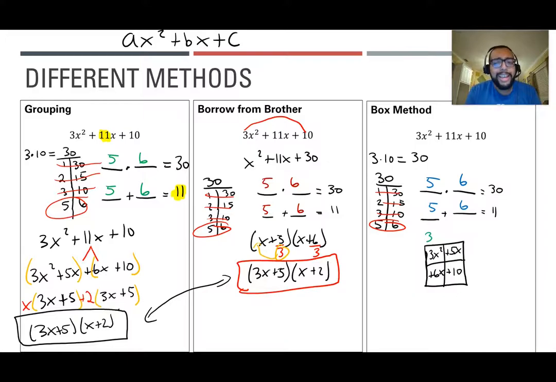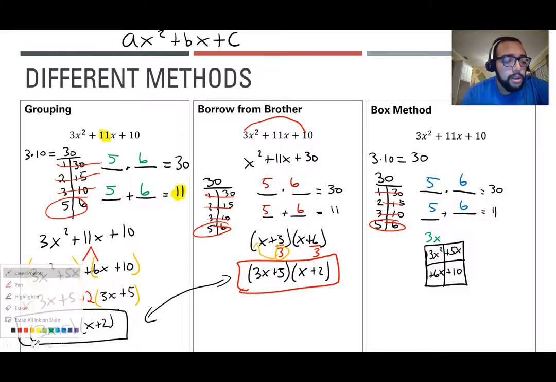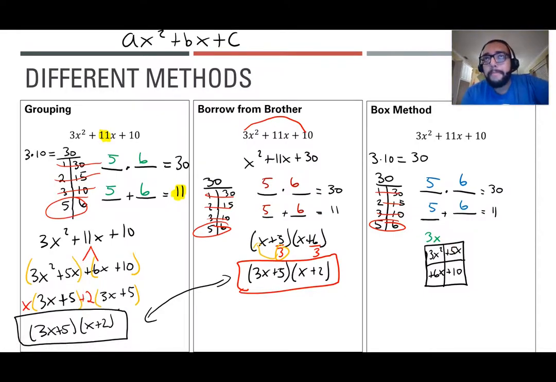Can I also take out an x? Oh, I can, because they both have an x in common. So between 3x squared and 6x, I can take out a 3x. Okay, so that was the first column. Let's go to the next column. Next column being 5x and 10. So biggest number you can take out between 5 and 10 would be 5.